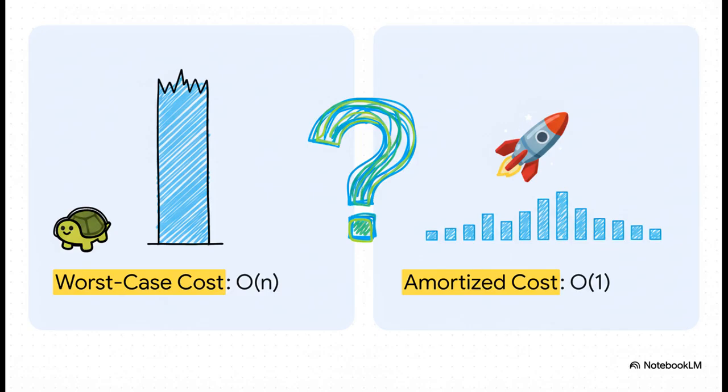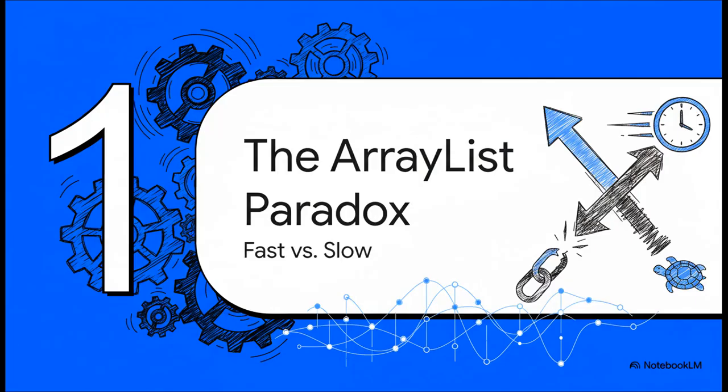But on the other side, we're promised this beautiful amortized cost of O(1), which is as fast as you can get. This isn't some kind of trick, it's just a much more realistic way of measuring performance over time. So let's dive into what I'm calling the array list paradox. Cracking this is the key to understanding why so many of the tools we rely on every day are so incredibly efficient, even with these scary worst-case scenarios hiding in the background.